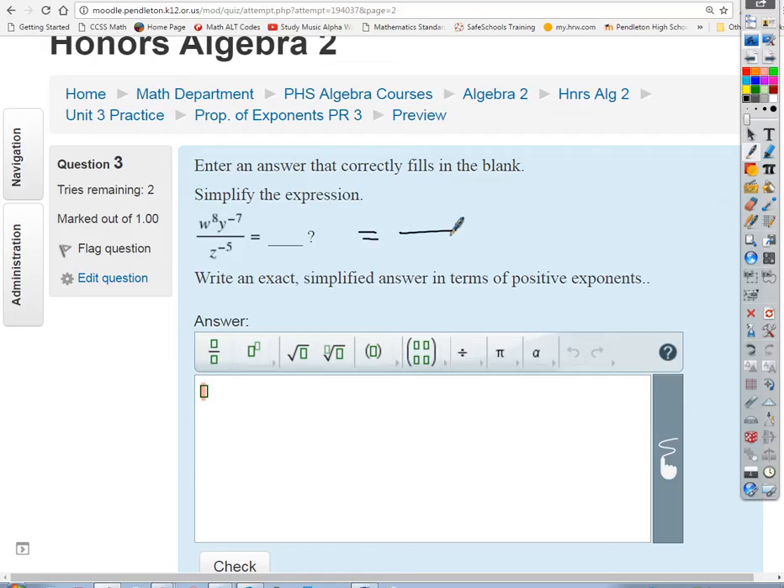So I'm just going to make a fraction, and on the top we'll put things where they go. The W to the 8th just stays put. Where does the Y end up going? On the bottom. And the Z. And that's my answer. Okay, no big deal.